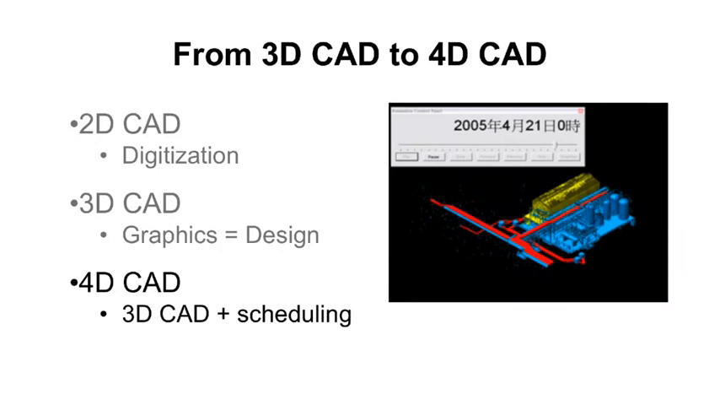Later on, people started to add more dimensions on top of it. For example, adding cost-related information to create 5D CAD. Although 4D CAD is very helpful, the construction of a 4D model by linking geometric entities with their corresponding schedules is a very labor-intensive and time-consuming task.